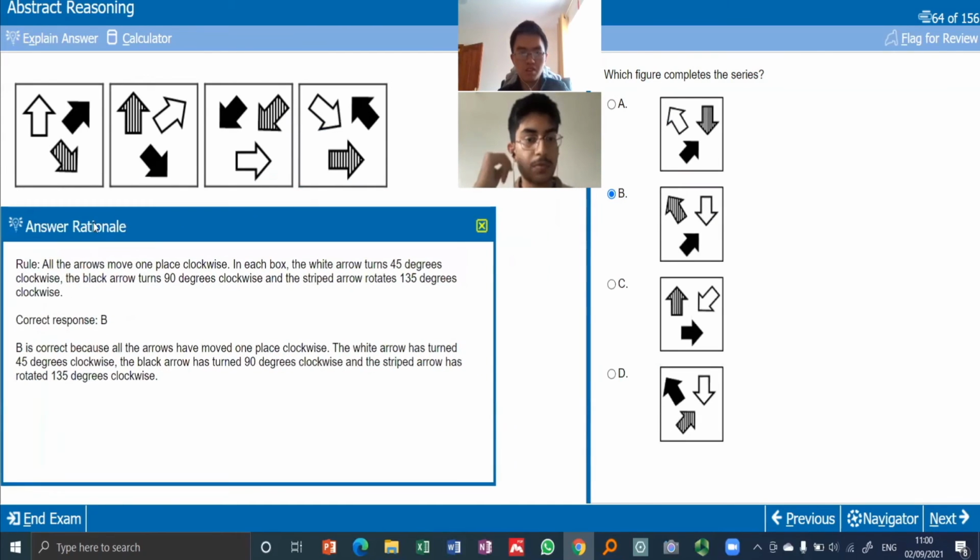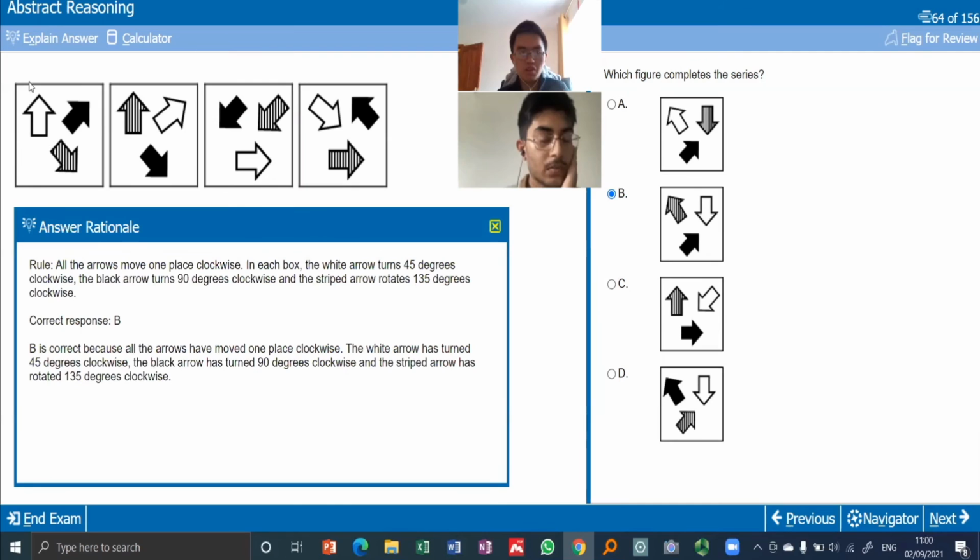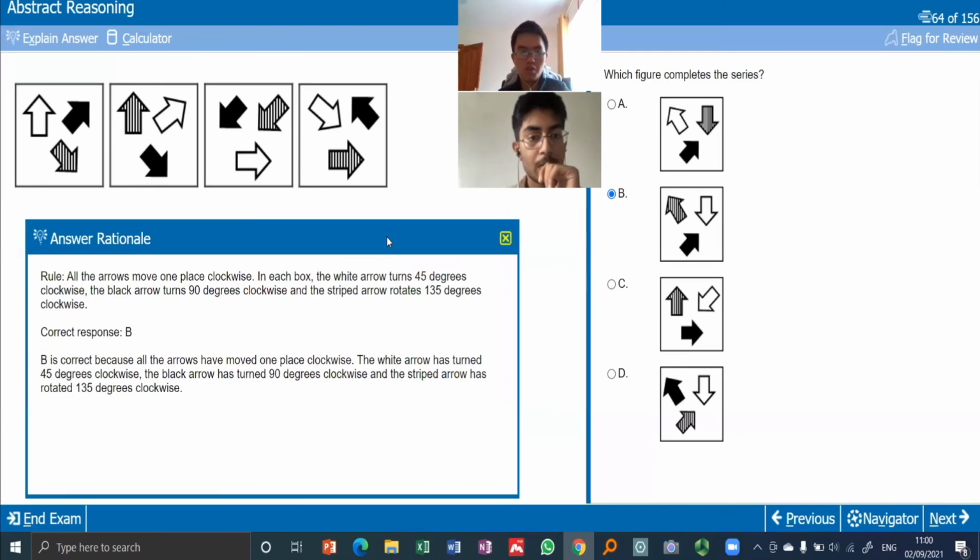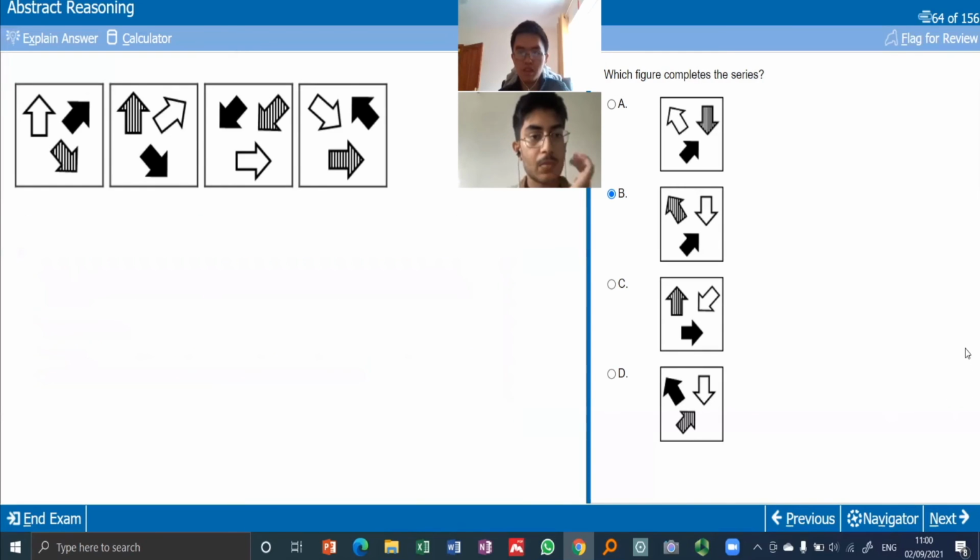That's the correct rationale. So by focusing on one element at a time, you were able to narrow down the options to either B or C, is that right? And then chose B out of that because of how the white arrow changed. So that more or less covers all the types of questions in abstract reasoning.